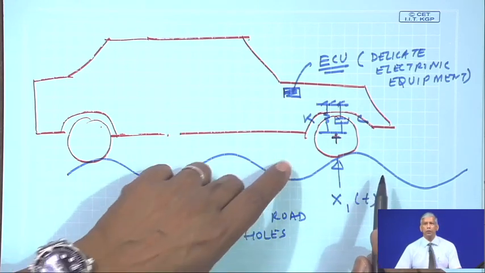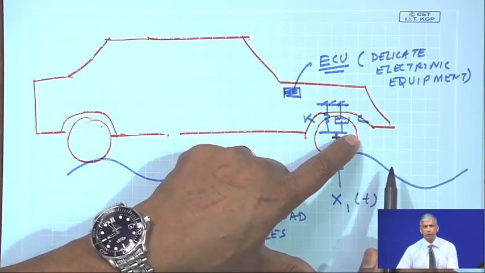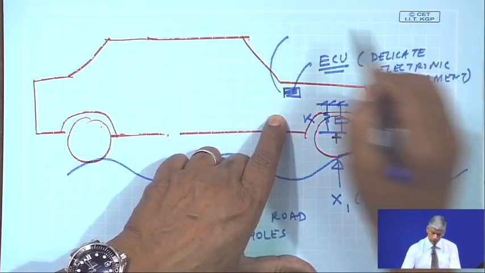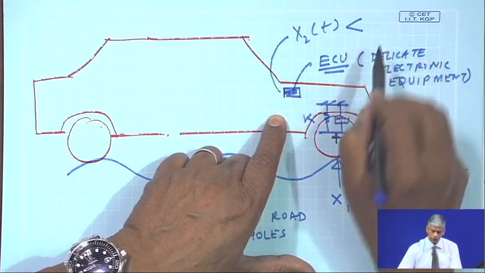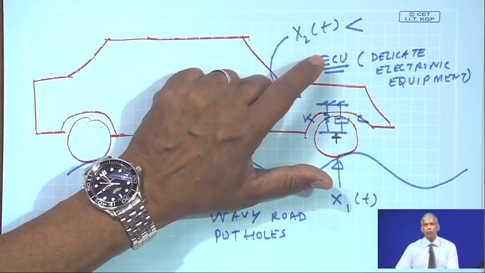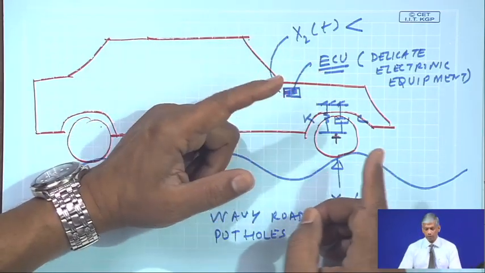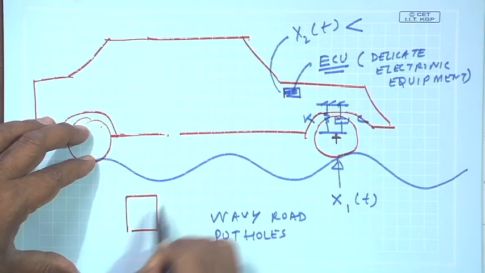As a designer, you have been asked to optimize the stiffness and the damping in the suspension system so that the motion x(t) is the least, so that this delicate equipment is not failing. I will give an example. For example, we have small pins in this ECU. If you look at an ECU on an IC chip, there are small pins coming out.